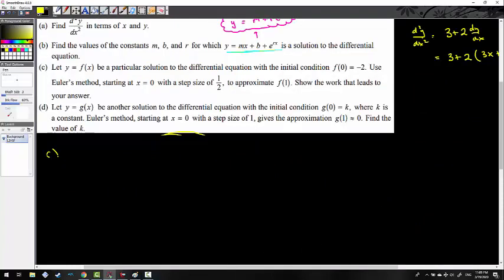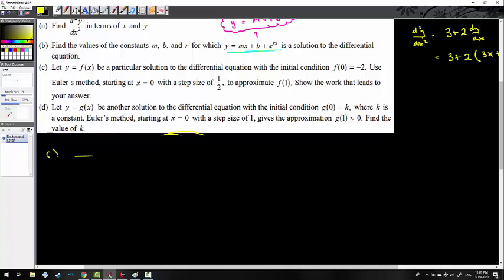Alright, now that we're back, let's talk Euler's method. It says let y equals f of x be the particular solution to the differential equation with f of 0 equaling -2. Use Euler's method starting at x equals 0 with a step size of 1/2 to approximate f of 1. Show your work that leads to the answer.